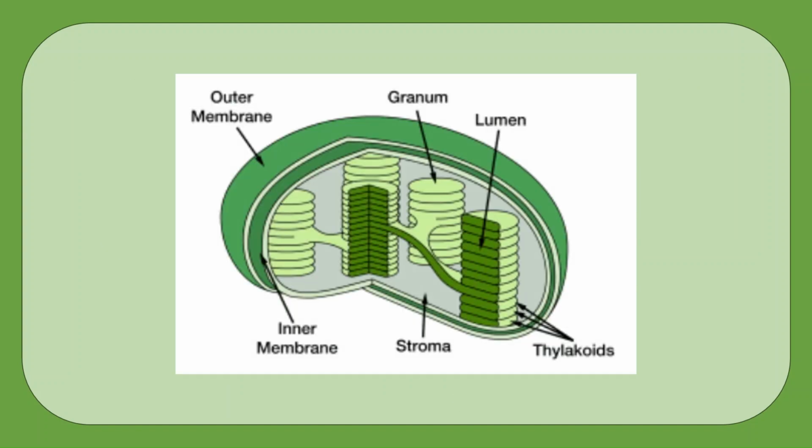This is a diagram of a chloroplast. As you can see, there's an outer membrane and inner membrane, granum, lumen, thylakoids, and the stroma. The first step of photosynthesis happens inside the grana, which are stacks of thylakoids. The lumen is the space inside the thylakoids. The second part of photosynthesis happens inside the stroma.